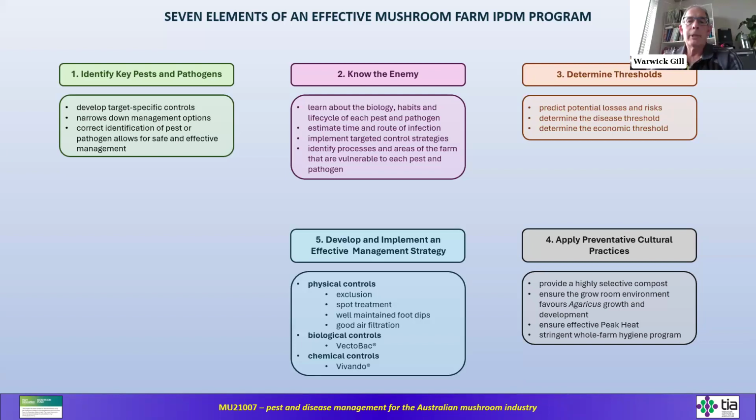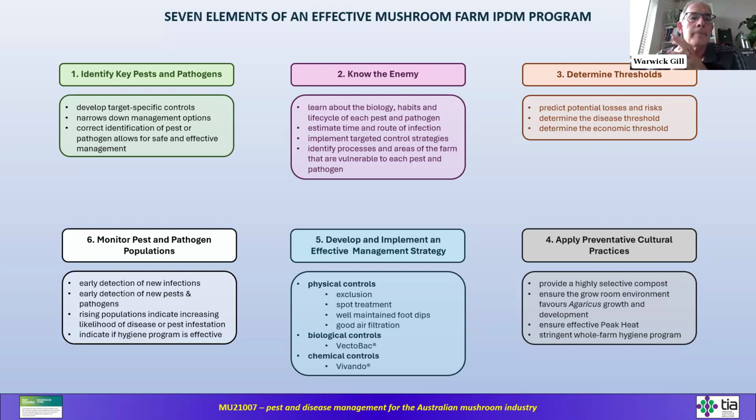We must also develop and implement an effective management strategy. So looking at all our physical controls, our biological controls where available, and chemical controls if necessary. So we're not saying don't use chemicals, we're trying to reduce their use because they are a big hammer, they are effective, and they are expensive. And there are alternatives. By reducing the pathogens on the bed or in the mushroom house, we can reduce the reliance on the chemical controls.